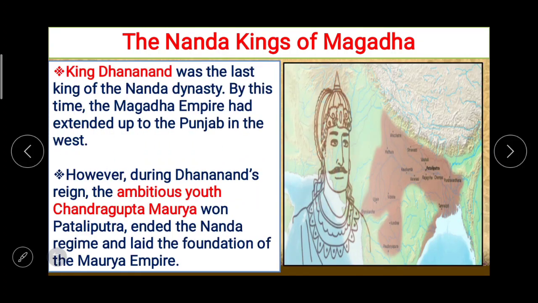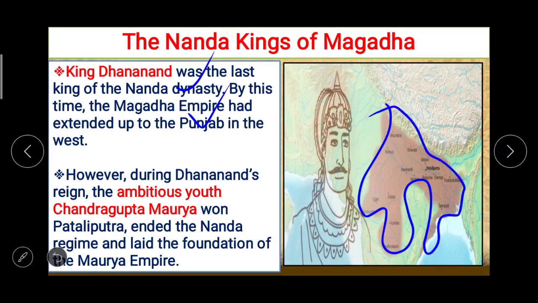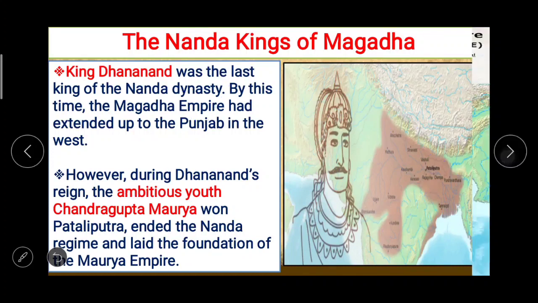King Dhananand was the last king of the Nanda dynasty, and by this time the Magadha Empire had extended up to the Punjab in the west, here in the map. However, during Dhananand's reign, the ambitious youth Chandragupta Maurya took over Patliputra, ended the Nanda realm and laid the foundation of the Maurya Empire. We have to talk about Chandragupta Maurya in detail.